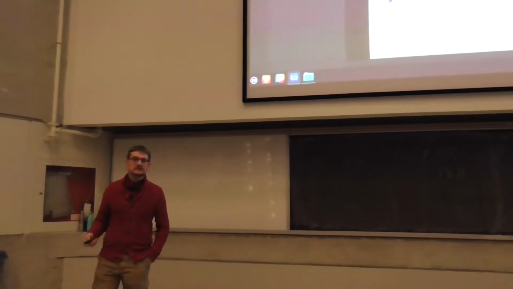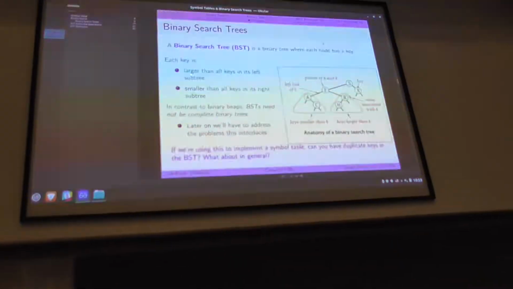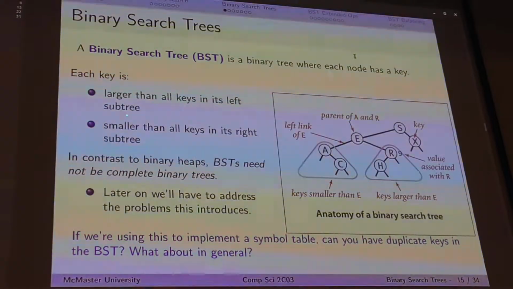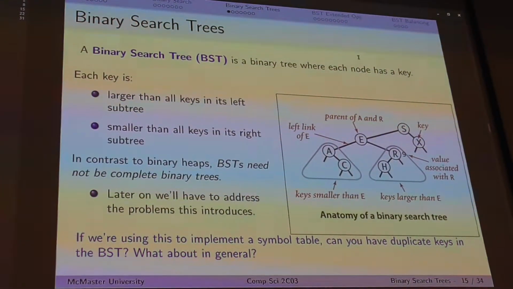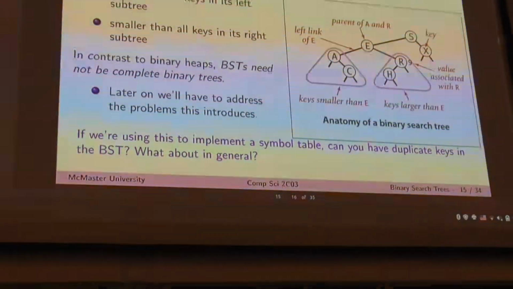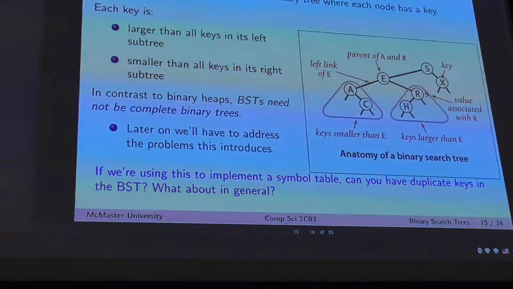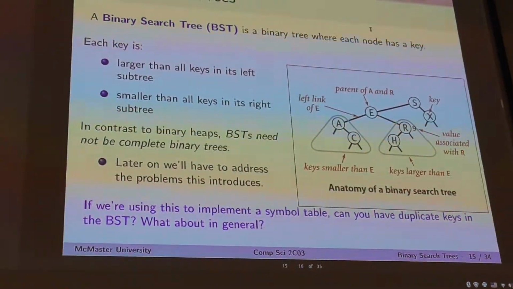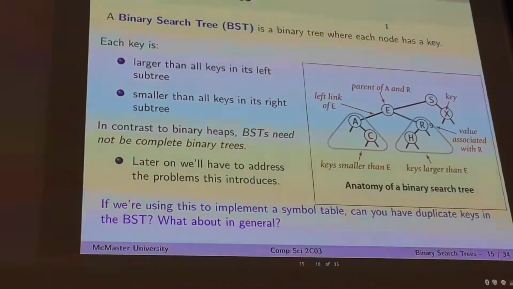So, roughly speaking, each key is larger than all the keys in its left branch and smaller than all the keys in its right branch. So, left branch you have smaller items, right? Right branch you have larger items. In contrast to binary heaps, binary search trees need not be complete binary trees. This does introduce some issues with respect to complexity, that we're going to spend topic 8 trying to fix, basically.